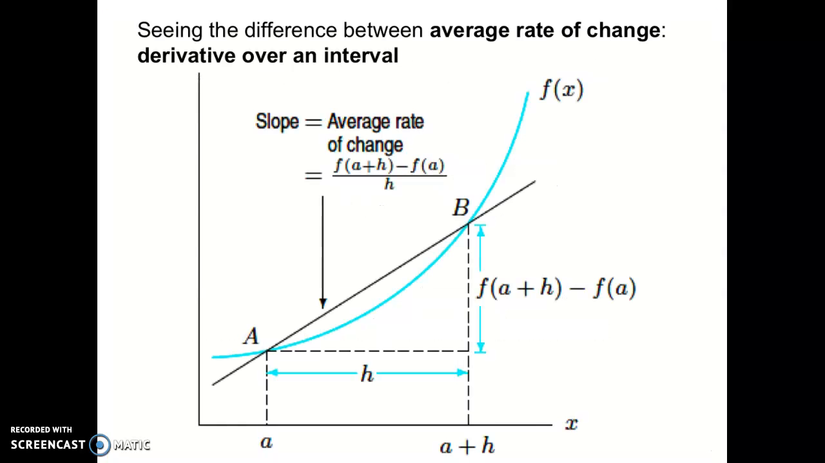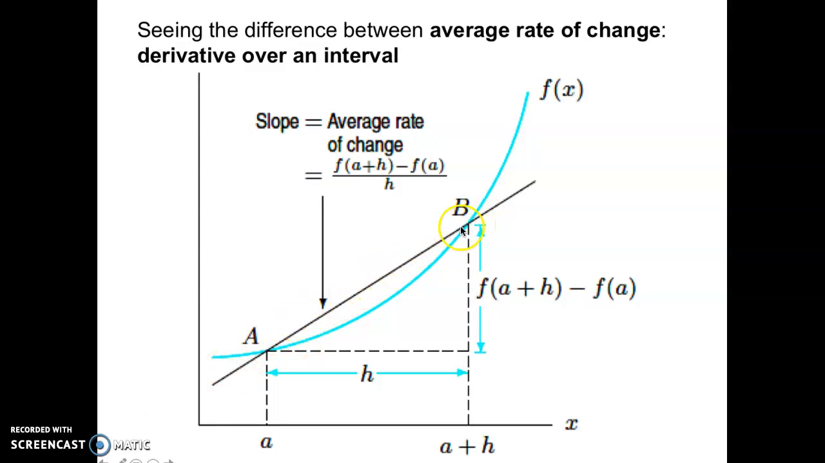So I wanted to show you a little bit about what it looks like geometrically, this concept of the difference between the average rate of change, or the derivative over an interval, compared to instantaneous rate of change. The easiest way I could demonstrate this is, think of 2 points on the curve, A and B. Here's a distinct point A, here's a distinct point B.